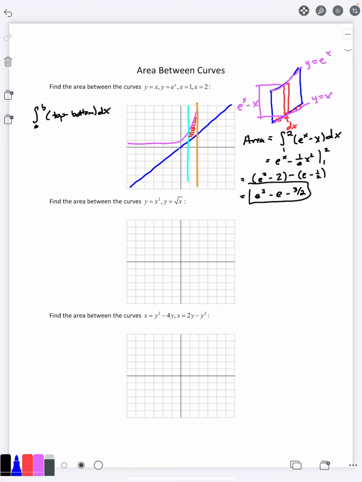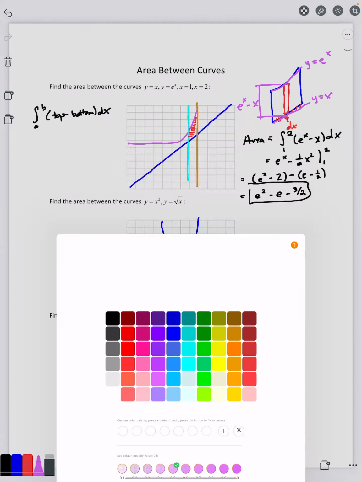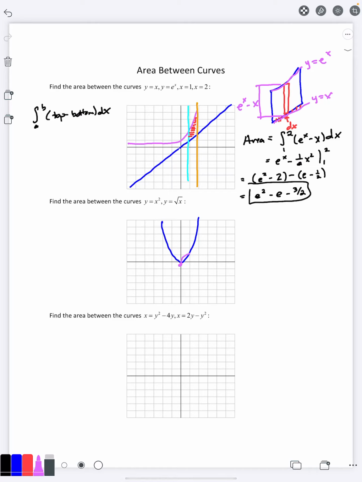Looking at this next one here, we're looking for the area between the graph of y equal to x squared, which looks something like this, and y equals square root of x, which looks something like that. So it's this little tiny area in between here. Now in the previous problem, we gave you the x equal to 1, x equal to 2, that told you where to start and stop on your integral.